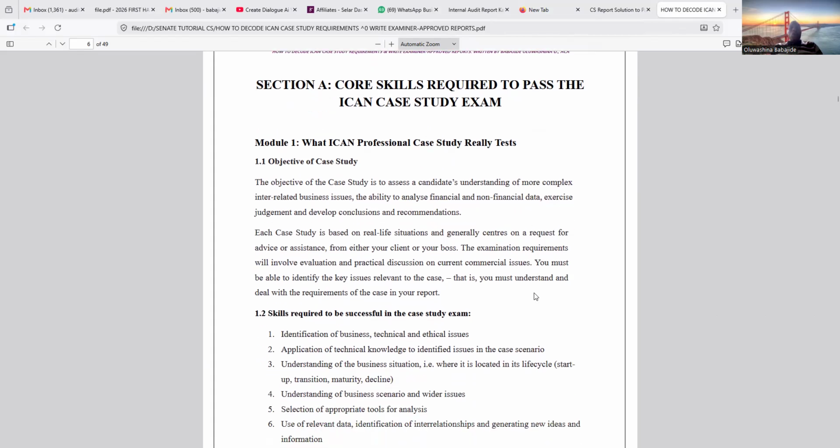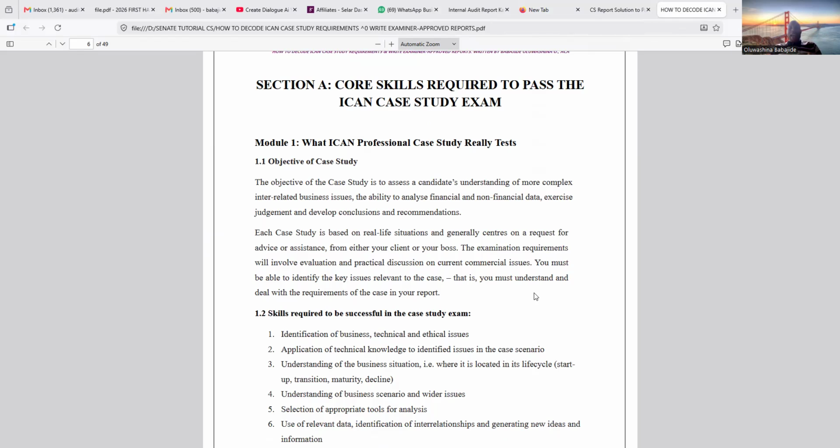Now, what does the ICAN professional case study really say? The objective of the case study is to assess the candidate's understanding of more complex, interrelated business issues. The objective is to assess every student on how well they are able to understand these more complex interrelated business issues.